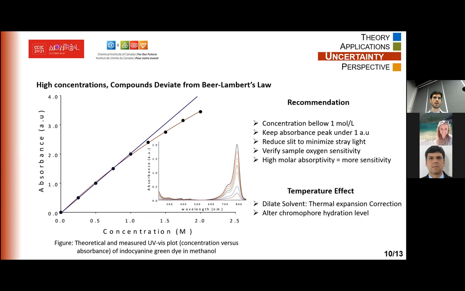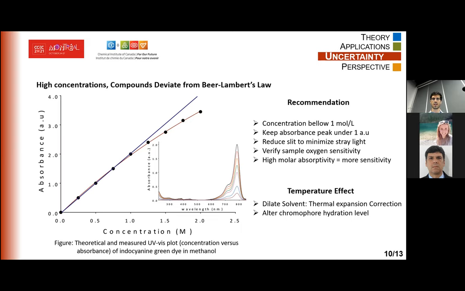So one of the uncertainties of this technique would be related to high concentrations of the compounds, where the compounds deviate from Beer-Lambert's law, because they typically start to interact with each other, forming dimers. As you can see on this graph, the blue would be the expected absorbance, and the red is the absorbance that's measured. We have some recommendations for that: typically use concentrations below one mole per liter, keep the absorbance peak under one arbitrary unit, and reduce the slit to minimize the stray light.